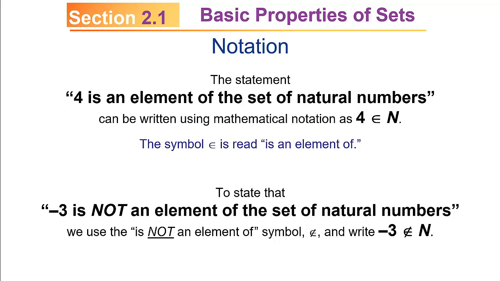If I wanted to state that something's not an element of a set, we take that same symbol and put a slash through it. So in order to write -3 is not an element of the set of natural numbers, I would take the symbol for is an element of and put a slash through it, and I would say -3 is not an element of the set capital N, which represents the set of natural numbers. So it's standard to put a slash through a symbol to mean not.